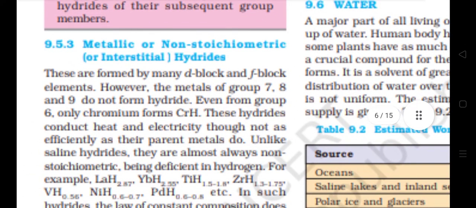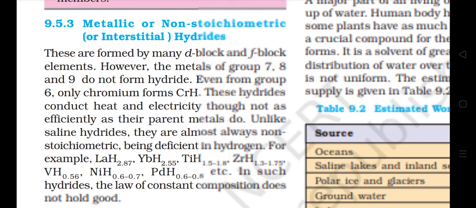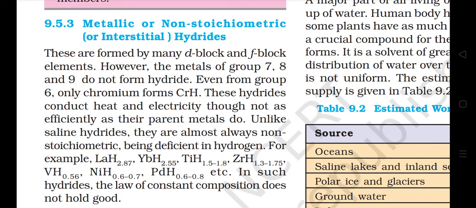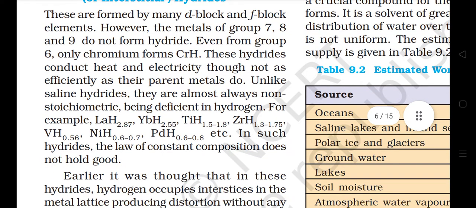9.5.3 Metallic or non-stoichiometric or interstitial hydrides. These are formed by many d-block and f-block elements. However, the metals of group 7, 8 and 9 do not form hydrides. Even from group 6, only chromium forms chromium hydride, CrH. These hydrides conduct heat and electricity, though not as efficiently as their parent metals do.